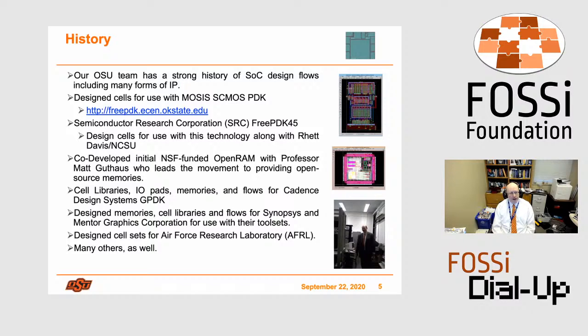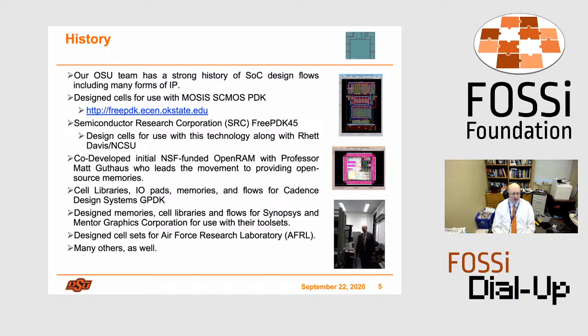We've designed, again, the cells for MOSIS. We're using the scalable CMOS rules, which are listed here. I also developed the standard cell libraries for the FreePDK45, along with my good colleague, Brett Davis at NC State. That was really successful and a lot of fun. I also helped co-develop one of our initial NSF-funded OpenRAM projects with Professor Matt Guthaus at University of California, Santa Cruz. And he currently leads the movement of continuing that effort of providing open source memories. It's a segue into the next presentation.